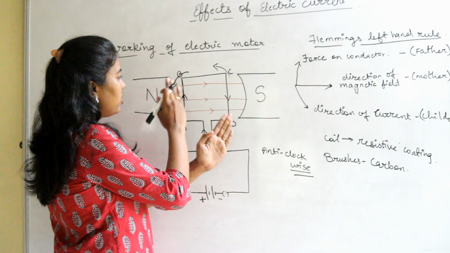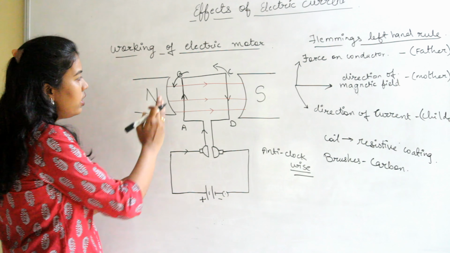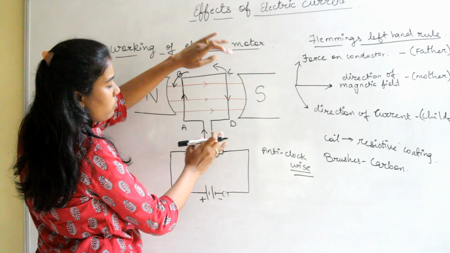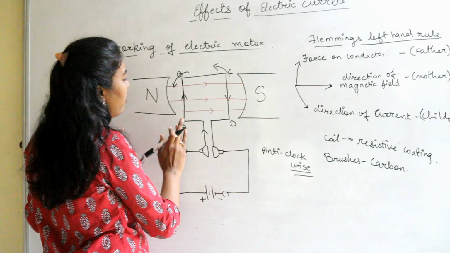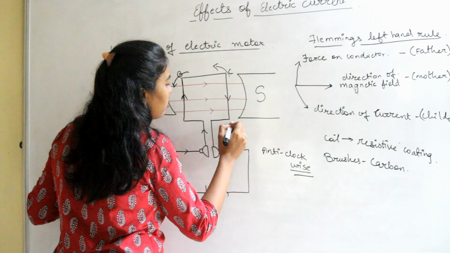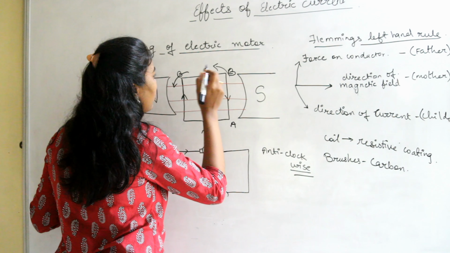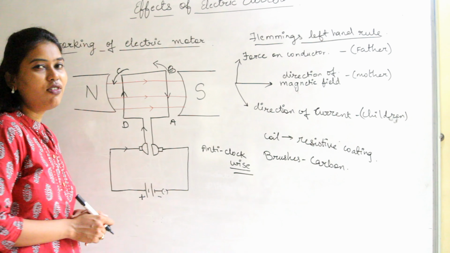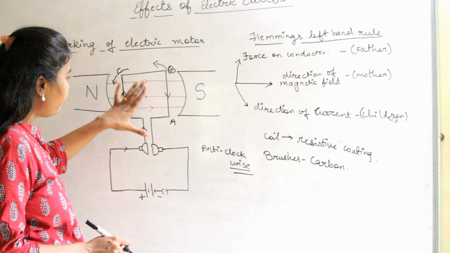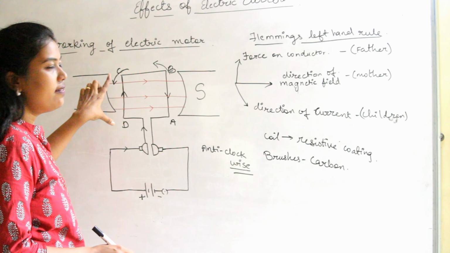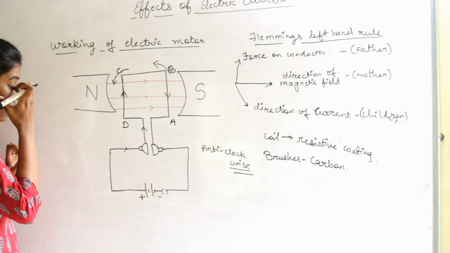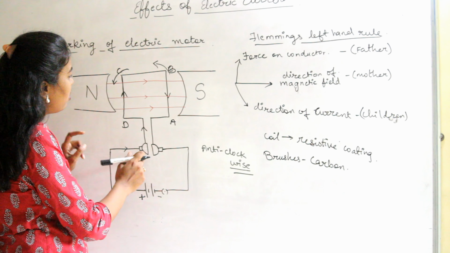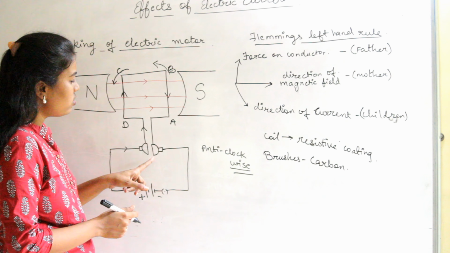After half rotation, this coil will interchange its direction, right? So AB is here and CD is here originally. After its half rotation, AB will go here. This will be A, this will be B, this will be C, and this will be D. Half rotation, AB will go here and CD will come here. And also, the split rings have also changed their direction.